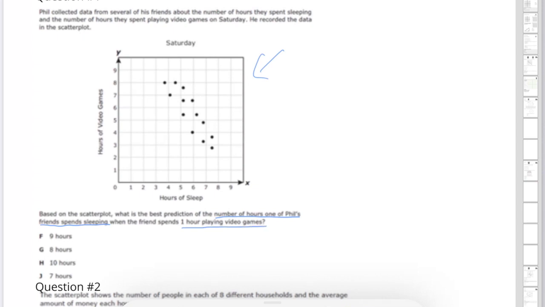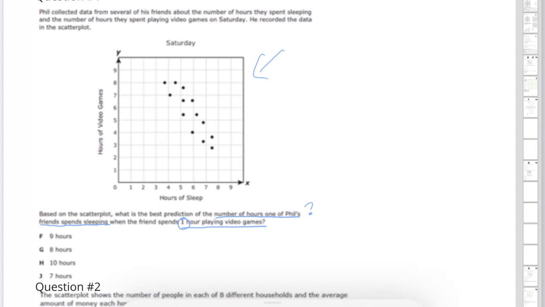So we are trying to figure out how many hours does he sleep if he only plays video games for 1 hour. So I circled 1 because that's important, because we know they're only playing the video game for 1 hour. And that we know right here that we are trying to figure out how much time does he spend sleeping. So I'm going to put that question mark there because that's what I'm really trying to figure out, the hours that they spend sleeping.